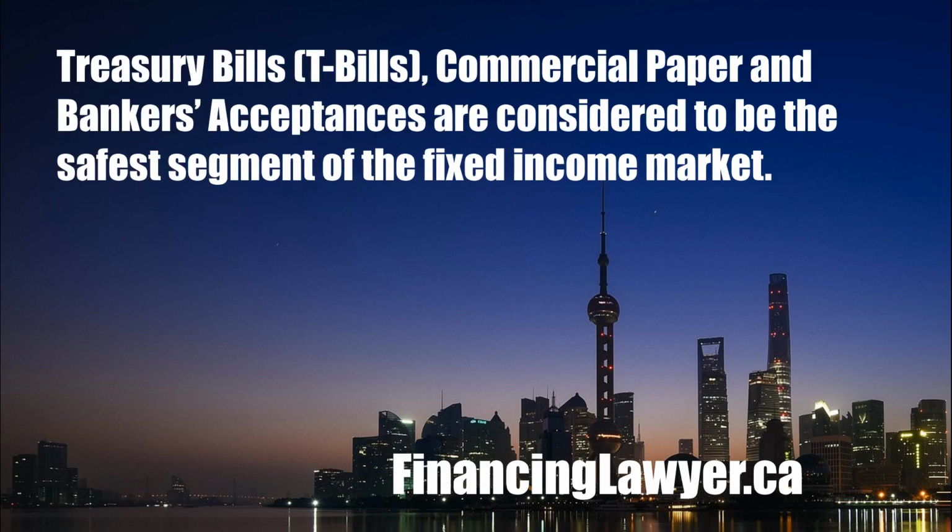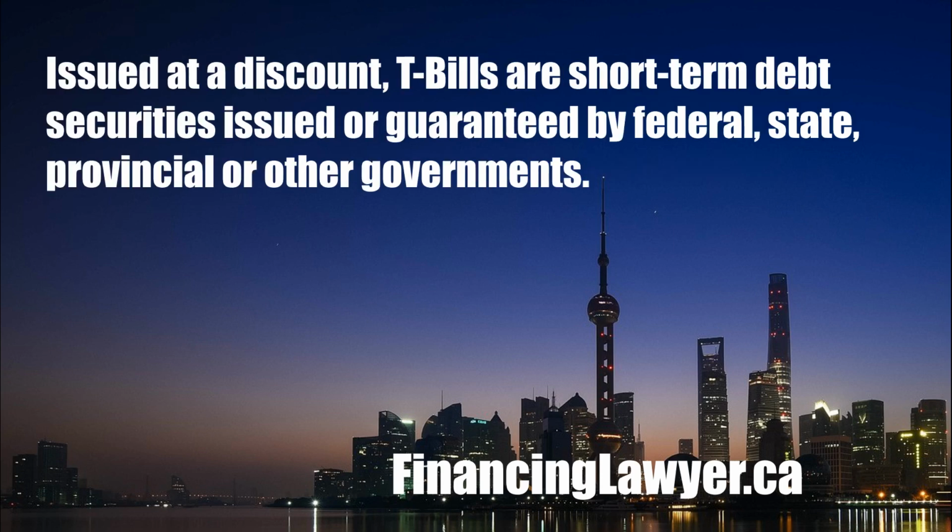T-bills, commercial paper, and bankers' acceptances. Treasury bills, T-bills, and other money market securities such as commercial paper and bankers' acceptances are considered to be the safest segment of the fixed income market. Issued at a discount, T-bills are short-term debt securities issued or guaranteed by federal, provincial, state, or other governments.